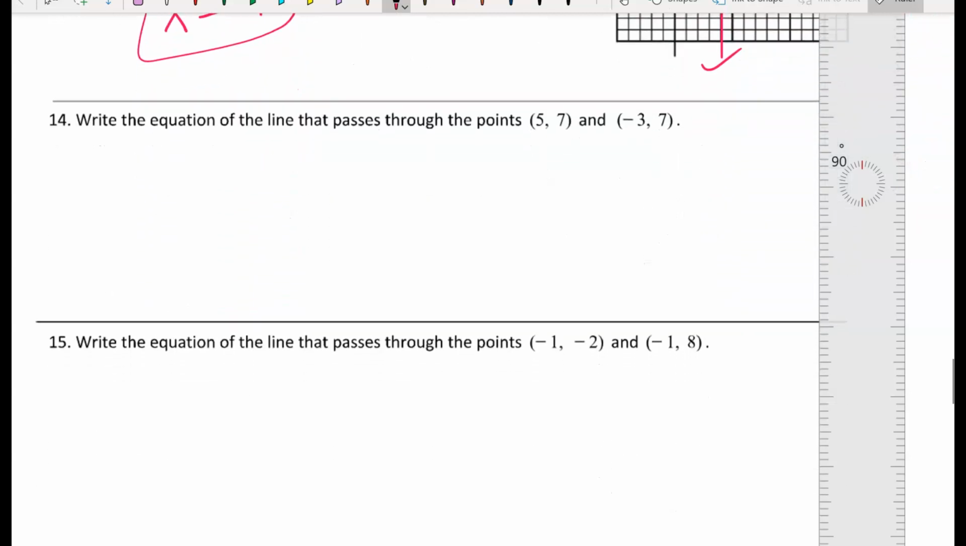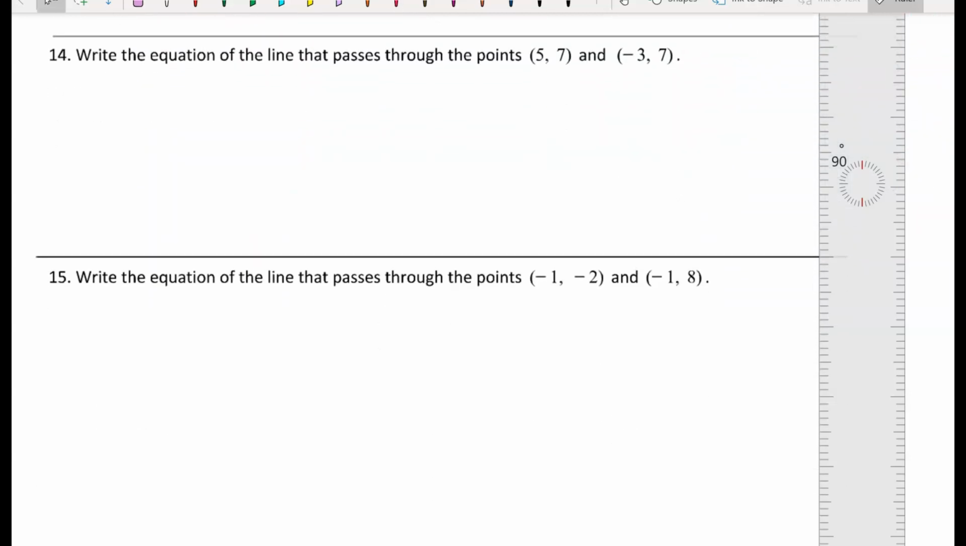Number 14. Write the equation of a line that passes through the points (5, 7) and (-3, 7). So try to visualize this. Your 2 points here are 1, 2, 3, 4, 5, and I'm going to just eyeball this and say that's 7. And 1, 2, 3, 7 right there.